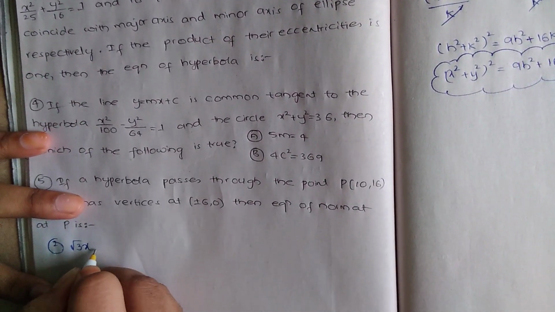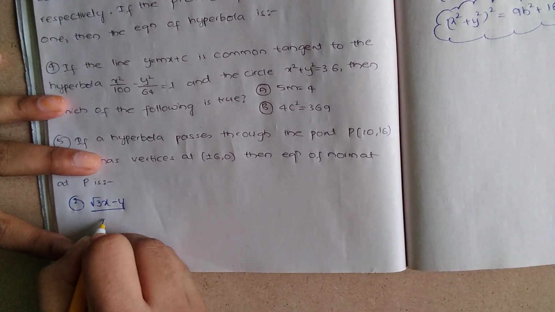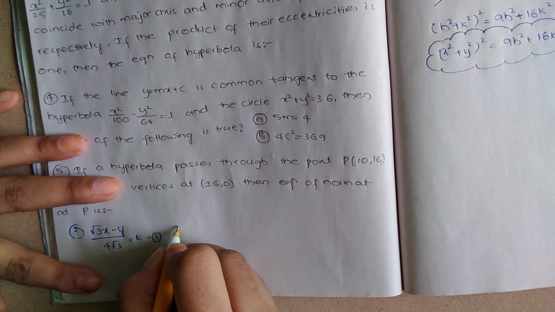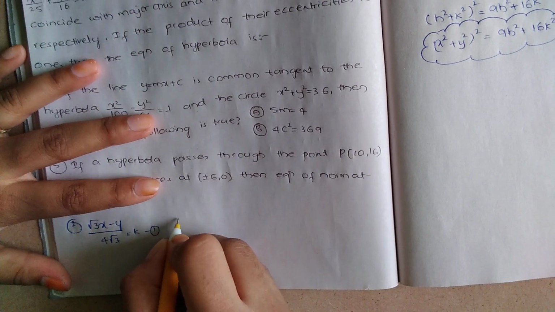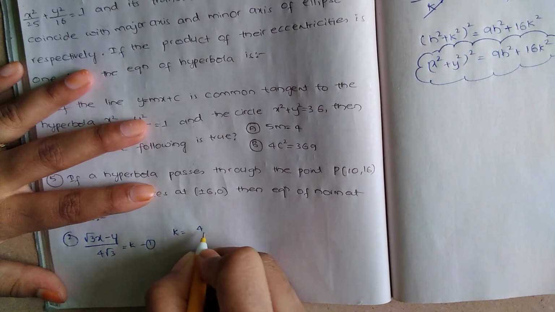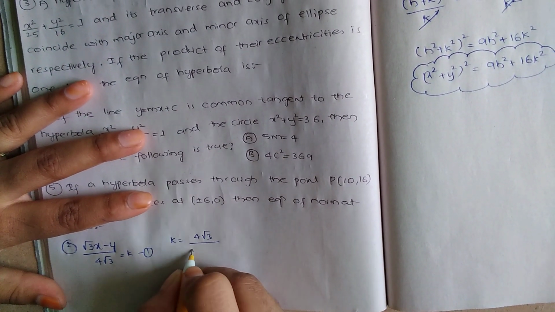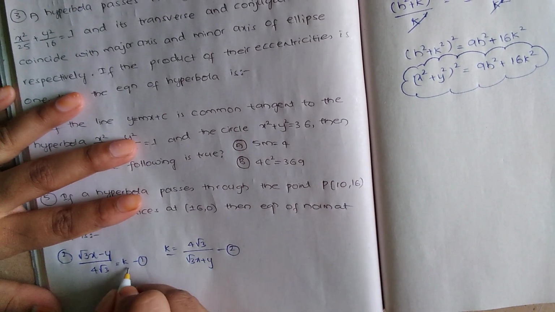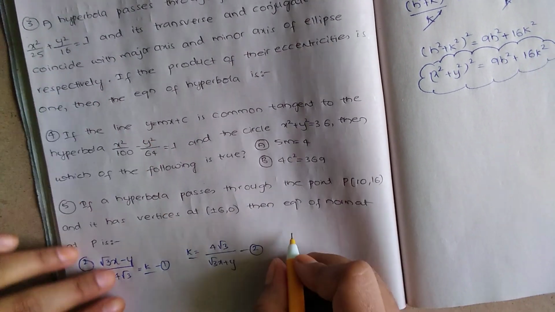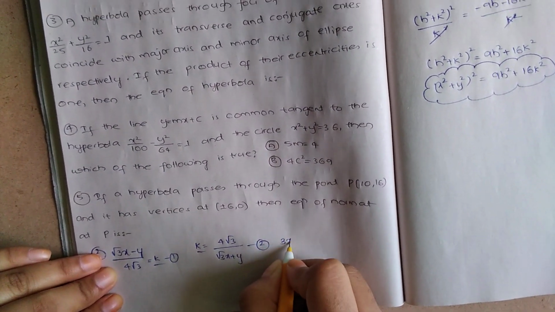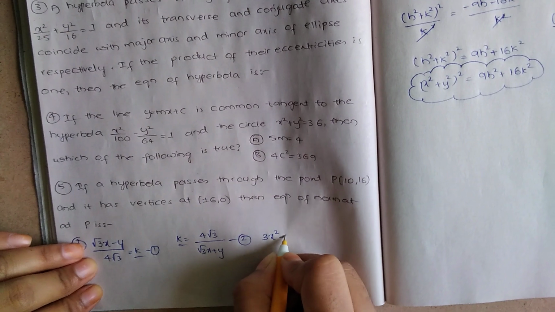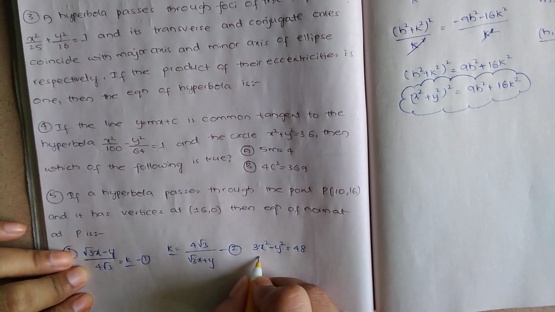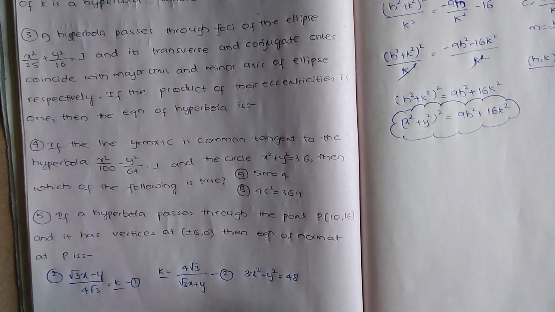What do you get? Minus y by 4 root 3 is equal to k. Equation 1. Next thing, what do you get? k is equal to 4 root 3 by root 3x plus y. Equation 2. These both are k's, so I am equating them. On equating, I will be getting 3x square minus y square is equal to 48. Dividing by 48 on both sides.